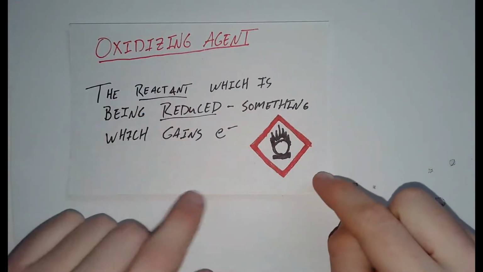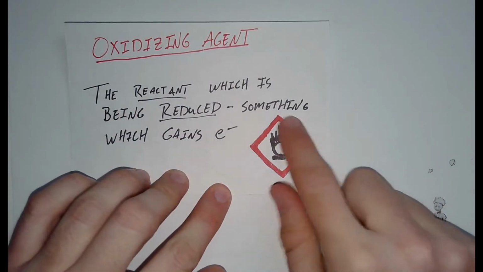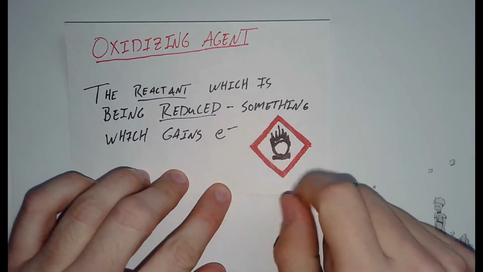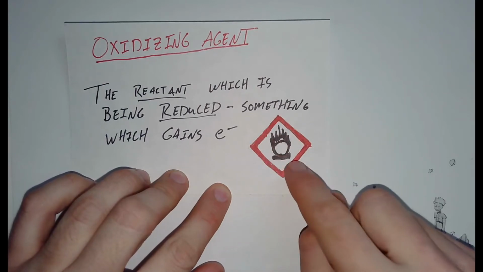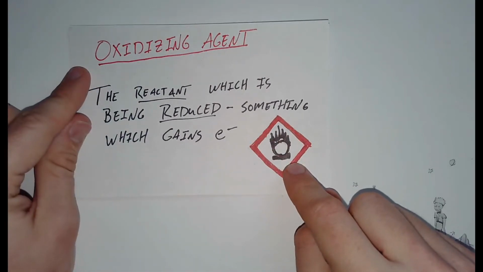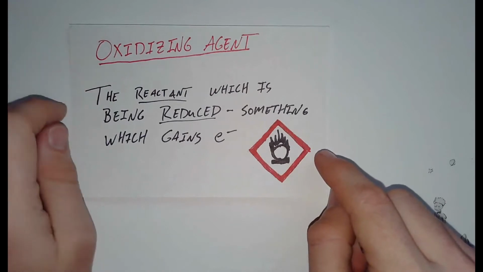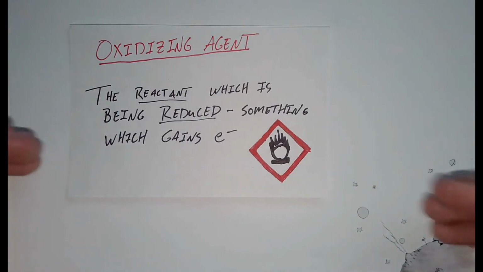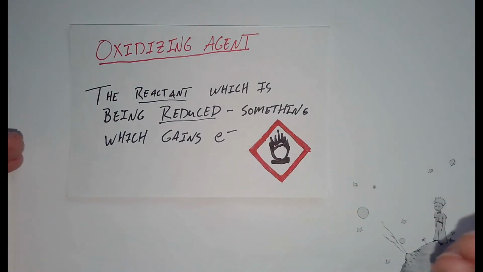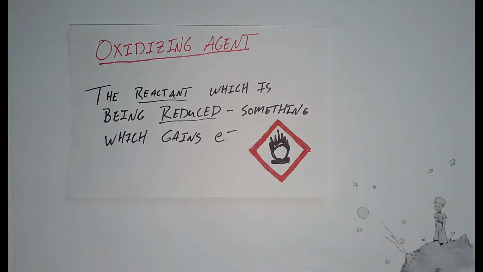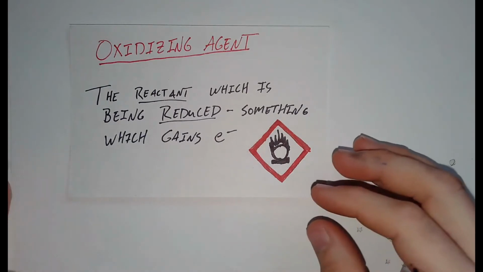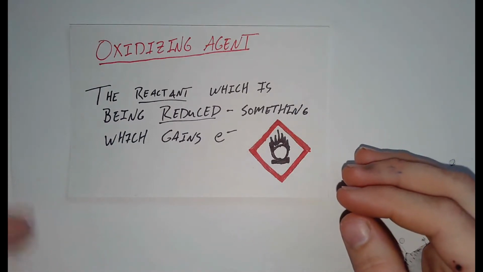Occasionally on something you buy at like a hardware store, you'll see this NFPA triangle, or diamond I suppose, with kind of like a face that looks like it's on fire. And that's the symbol for an oxidizer or oxidizing agent. Oxidizing agent is the thing that's being reduced. Think of it as like the chemical that actually lets the oxidation happen. This is the reactant that's actually gaining the electrons.